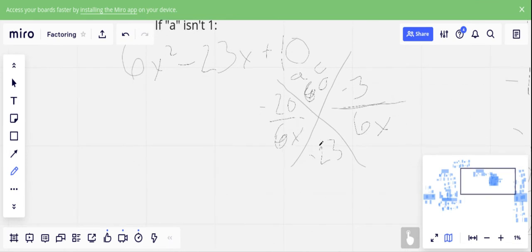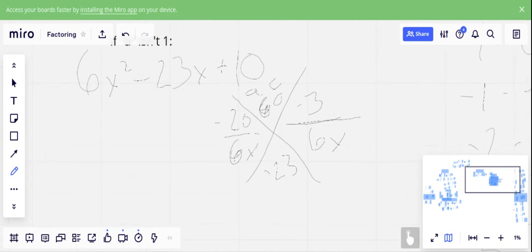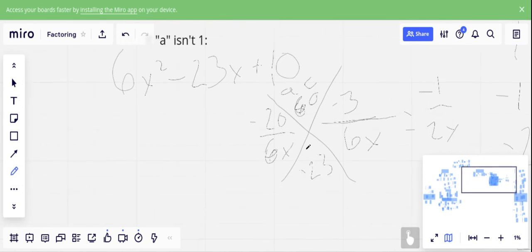So now we have to simplify. Obviously, these two fractions can be simplified. Negative 3 over 6x can be simplified to negative 1 over 2x. And negative 20 over 6x can be simplified. Well, let's see, their GCF is 2. So it can be simplified to negative 10 over 3x.